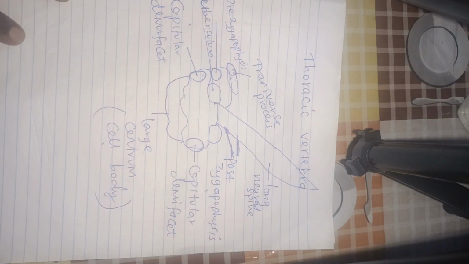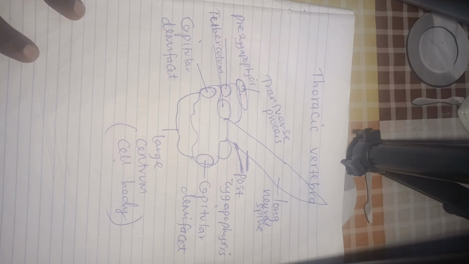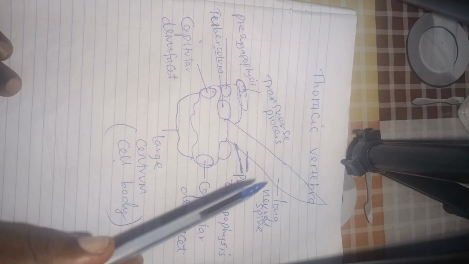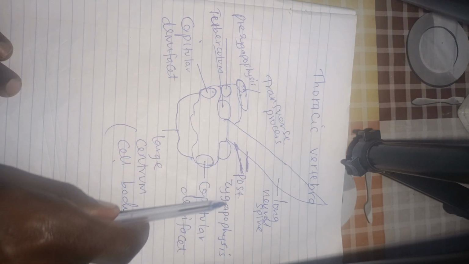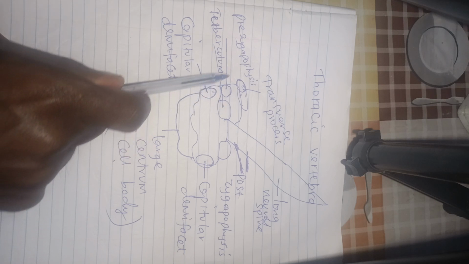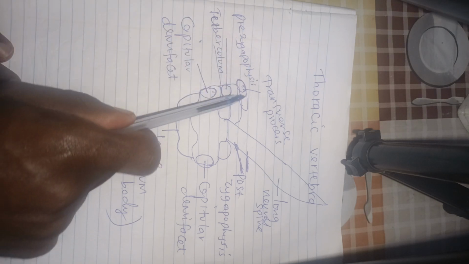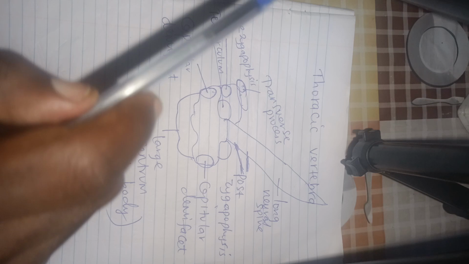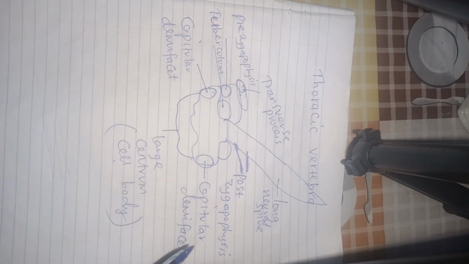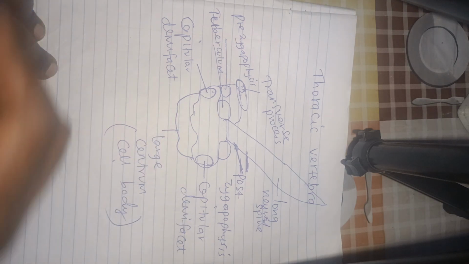So this is just a diagram that can help us understand how a thoracic vertebra looks. So this is the long neurospine. We have the post-zyga apophysis. We have the pre-zyga apophysis. We have the transverse process. We have the tuberculum, the capitular demifacet, and then the capitular demifacet on this side. Then we have the large centrum or the cell body.